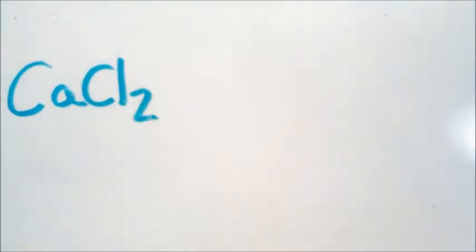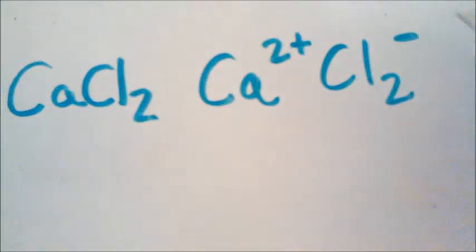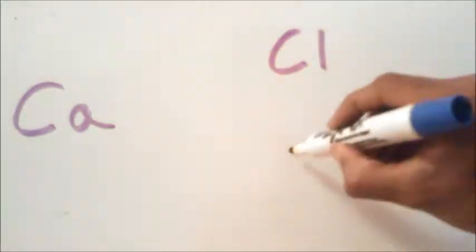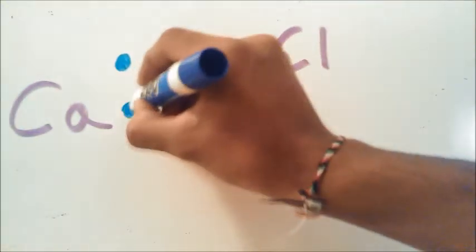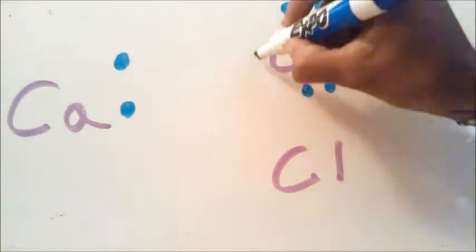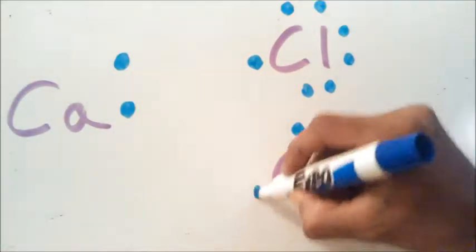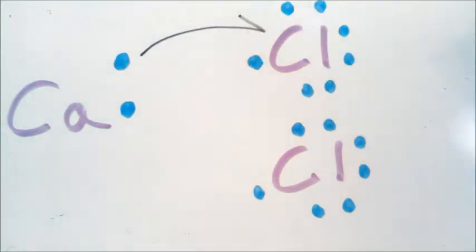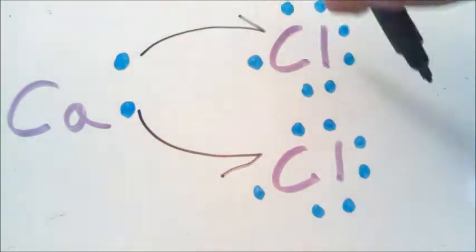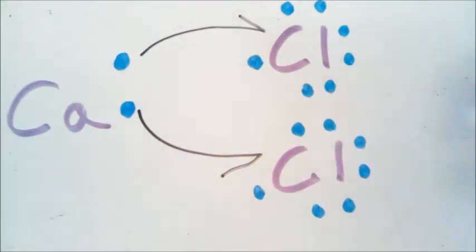See if you can do this example of calcium chloride. In this example, calcium gives 1 of its electrons to each of the chlorides. Now each chloride has 8 electrons.